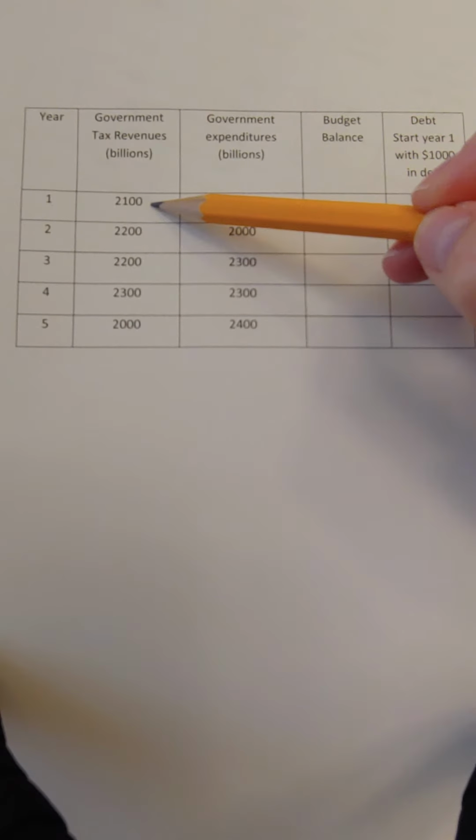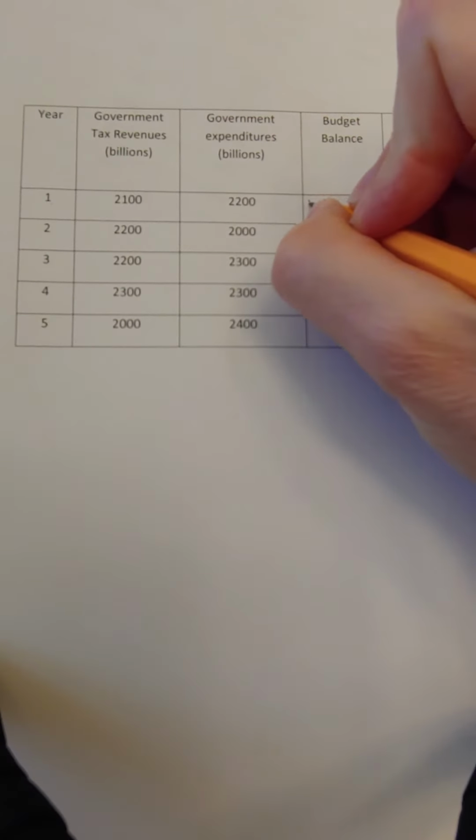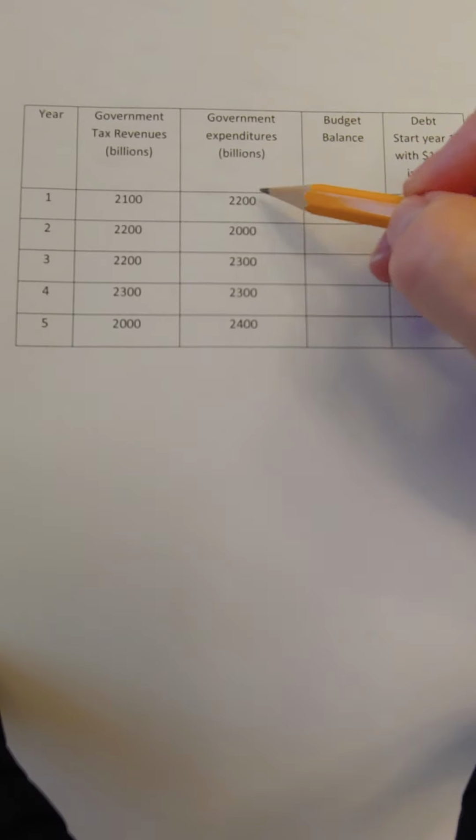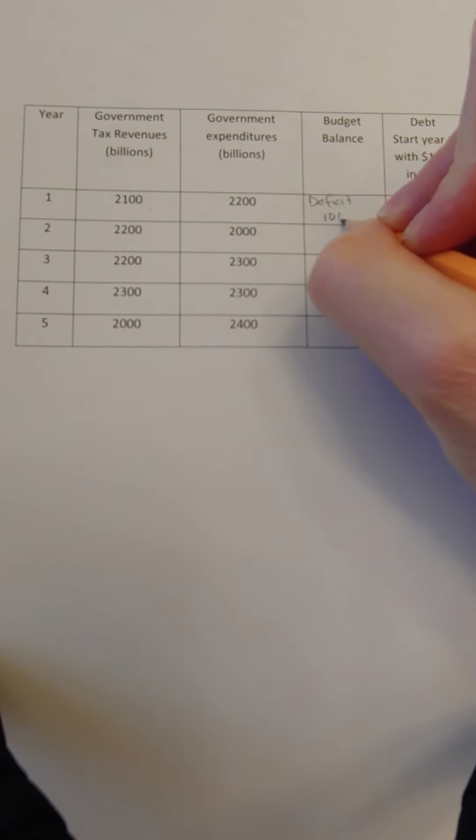Okay, so for this one, let's look at year one. So we have revenues of 2,100 and expenditures of 2,200. So how much we're spending is greater than how much we're bringing in. So that gives us a deficit. We also want to know how much the deficit is. So we're just going to look at the difference between these two. So 2,200 minus 2,100, we have a deficit of 100. That means they spent more by 100 than they brought in.